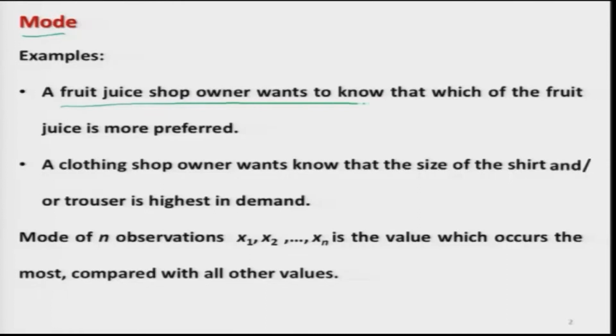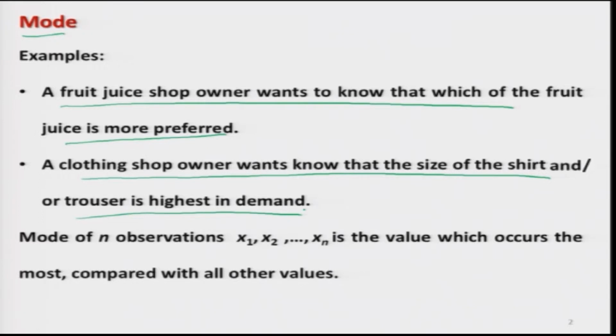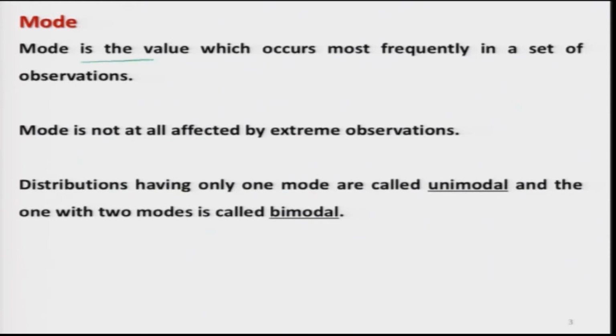Suppose a fruit juice shop owner wants to know which of the fruit juices is more preferred, and similarly, as I said, a clothing shop owner wants to know which shirt or trouser size is highest in demand, and so on. In such cases the concept of mode is used. So, the mode of n observations, say x1, x2, ..., xn, is the value which occurs the most compared with all other values. Essentially, the mode is the value which occurs most frequently in the set of observations.